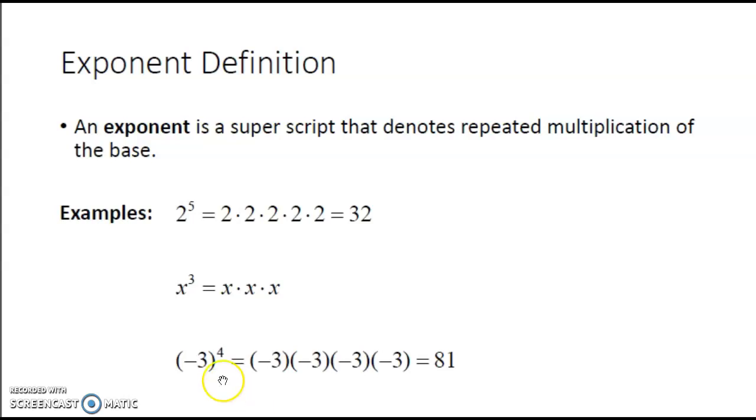You have to be really careful when your base is negative, and you'll know your base is negative because the negative will be written inside of parentheses with the exponent outside of the parentheses. We're going to go through a series of rules that will help us to simplify expressions that contain exponents. In particular, we use these rules when our bases are not numbers.